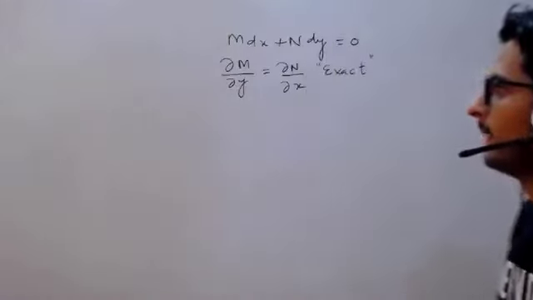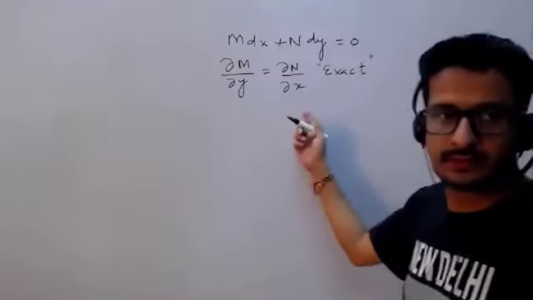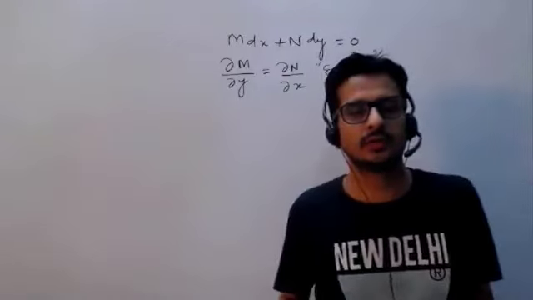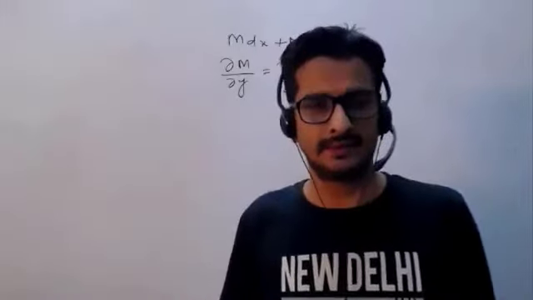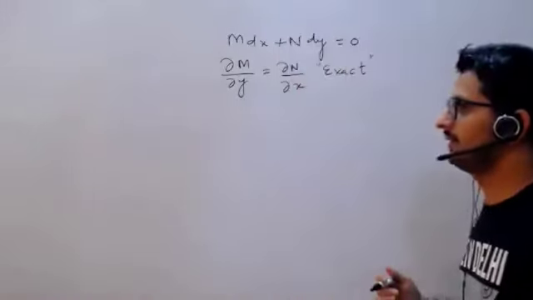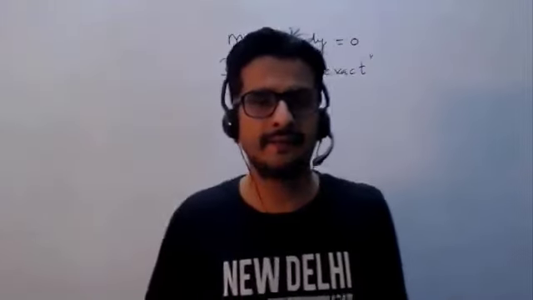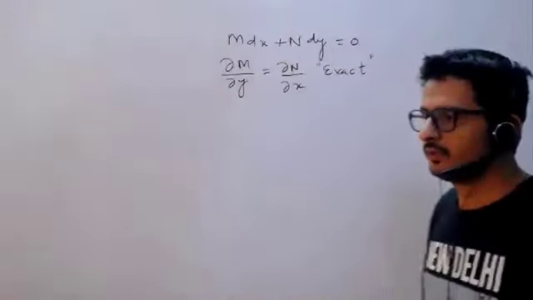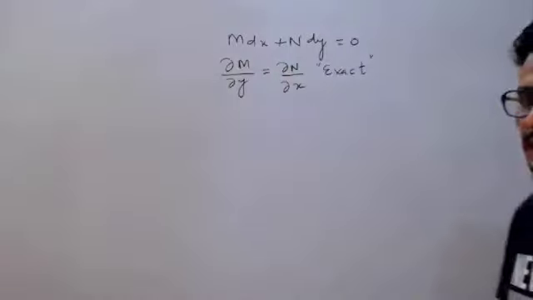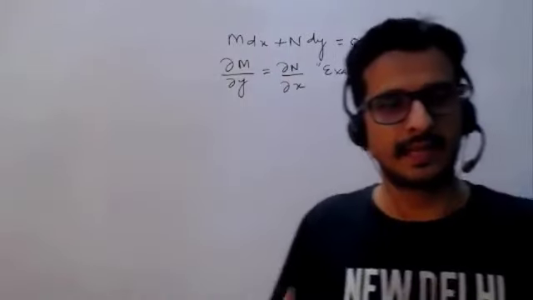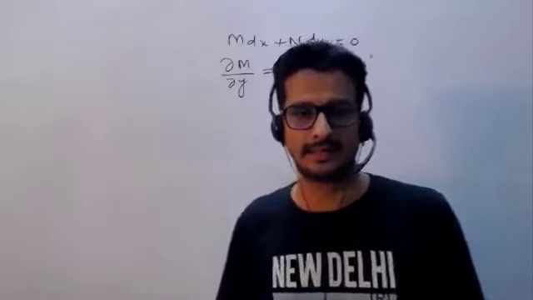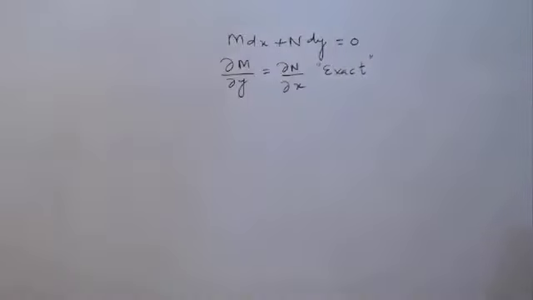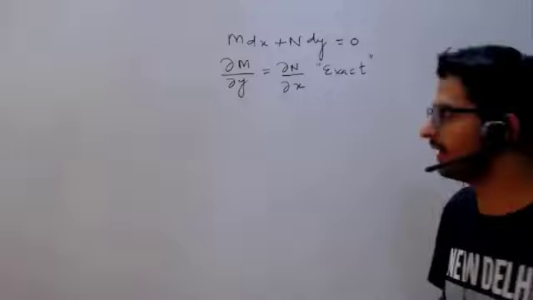And if this is not so, then also there is a chance that the equation may become exact by multiplying with a suitable integrating factor. So if we multiply it by a suitable integrating factor, then also the equation becomes exact. So what are those integrating factors?